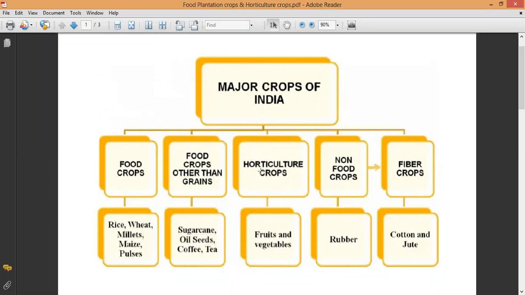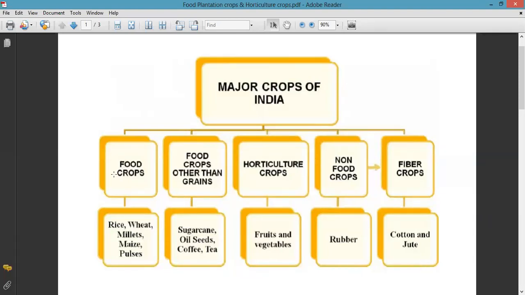Next, horticultural crops generally means fruits and vegetables, including flowering crops, all the flowers, jasmine, many flowers are there. All the vegetable crops, brinjal, lady's finger, many vegetables. Fruits, mango, banana, many fruits are there. So this type of plantation towards fruits and vegetables is grouped as horticultural crops.